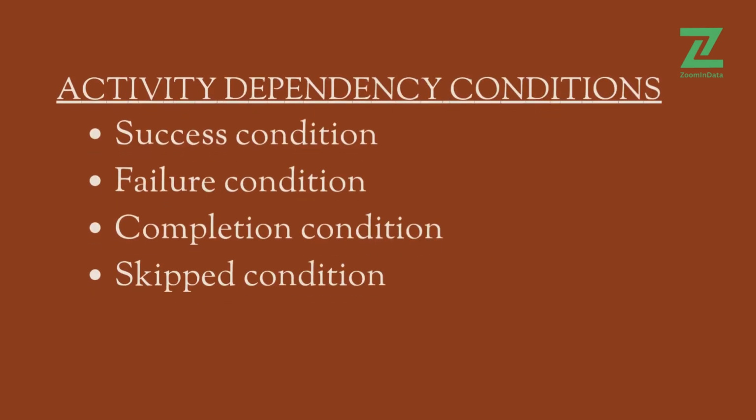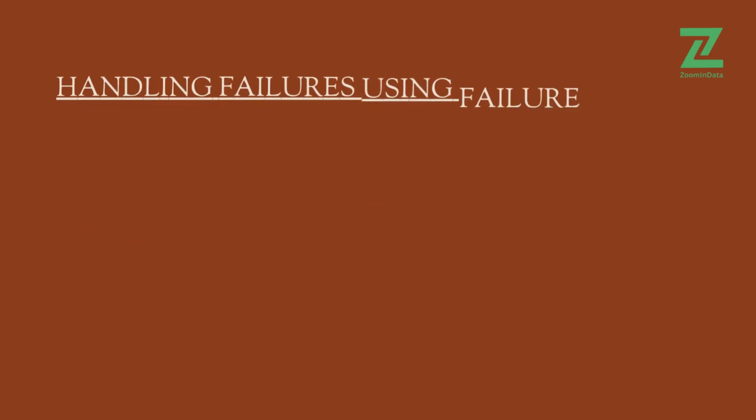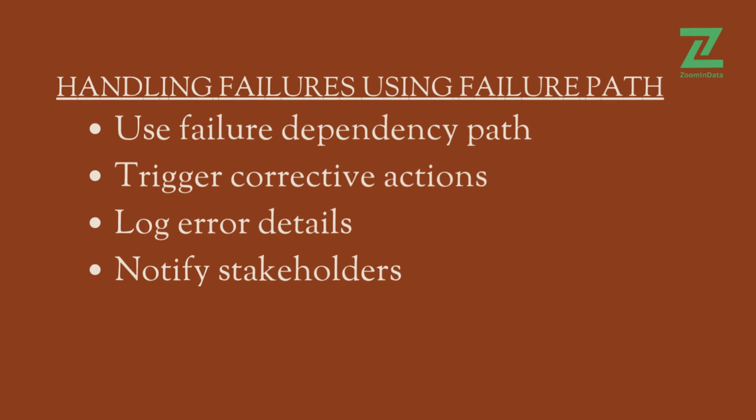Azure Data Factory provides dependency conditions to control pipeline flow. You can configure activities to run only if a previous activity succeeds, fails, completes, or is skipped. These conditions are the foundation of error handling logic in ADF. One of the simplest ways to handle errors is using the failure dependency path. If an activity fails, you can trigger another activity to log details, send alerts, or perform cleanup operations. This ensures failures are handled gracefully instead of silently stopping execution.